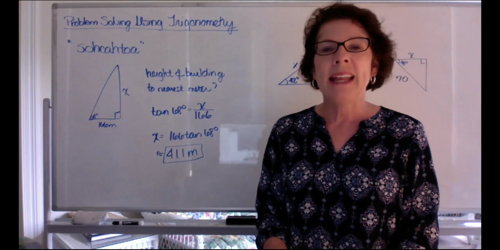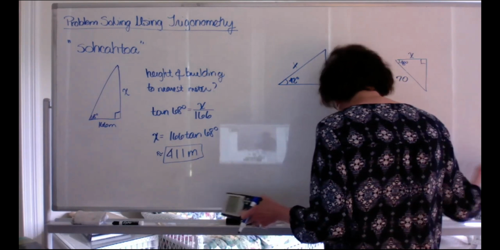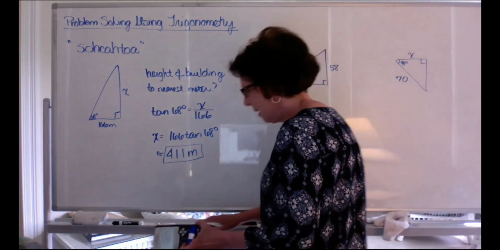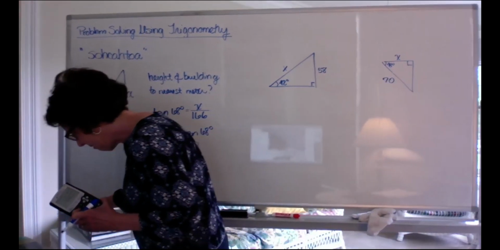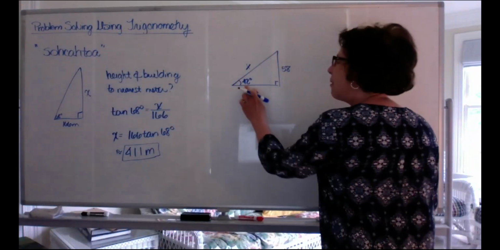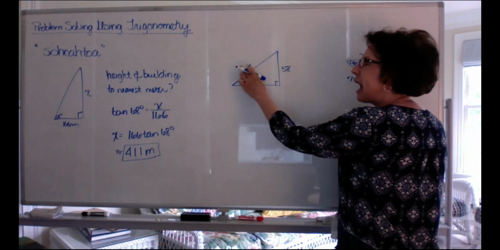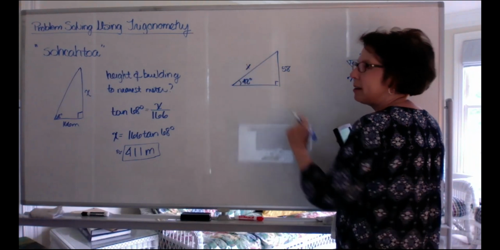Okay. Now, let's move on to another one. Let's try this one right here. Let me move this over a little bit. Now, what do I have here? I have a 42-degree angle, and I also have two side lengths. One is known, one is not known.